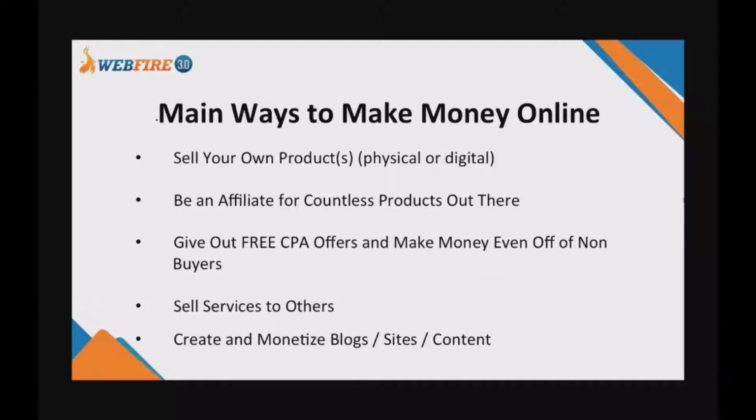Or you can go to sites like clickbank.com, and they have lots of digital products that you can be an affiliate for, and you can get paid quite well on a lot of these. I mean, some pay anywhere from not a ton up to thousands of dollars per sale, in some cases even way more than that. You can also just give out free CPA offers and make money even off of non-buyers.